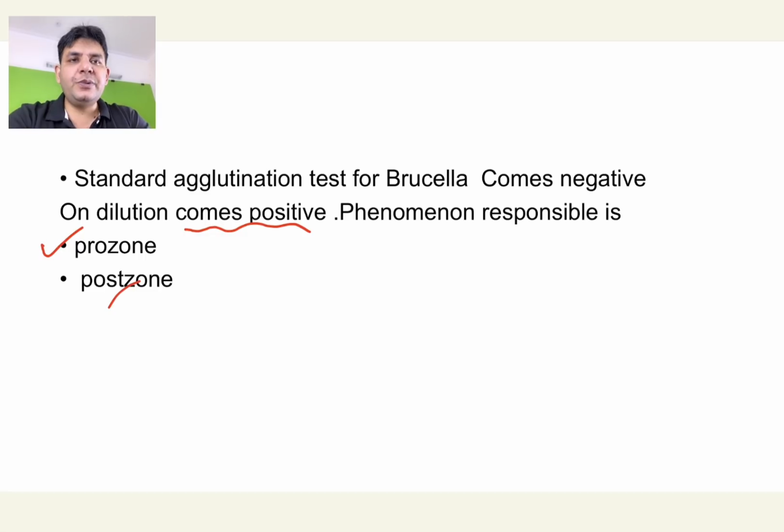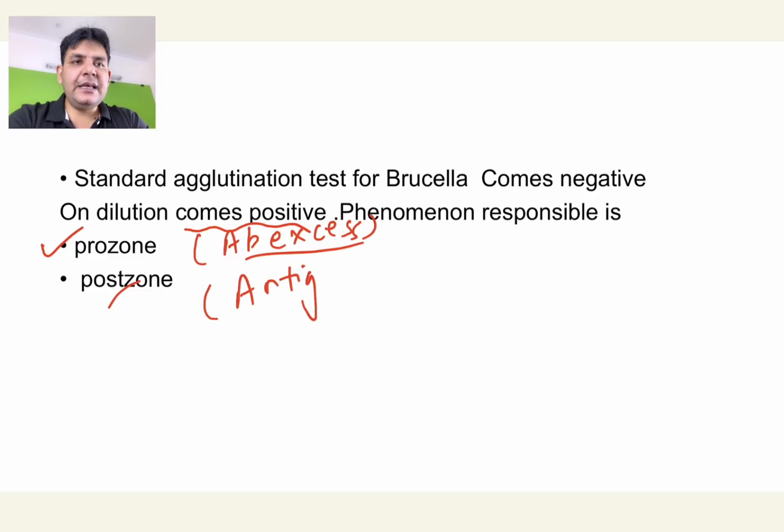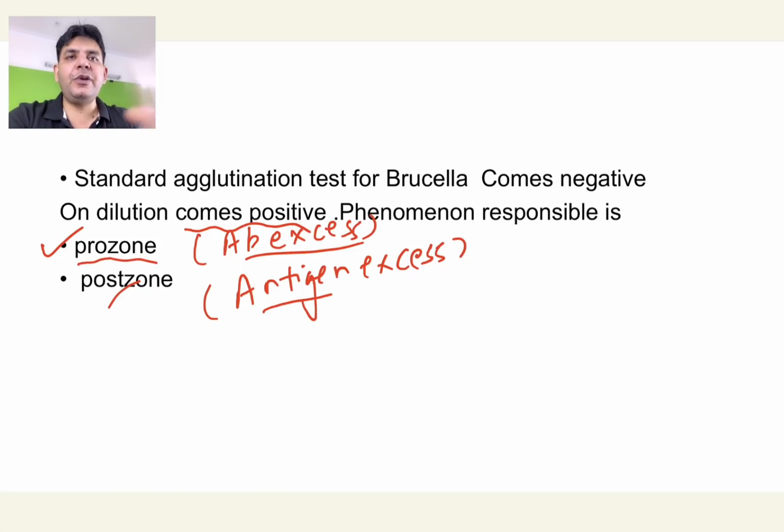And you know what is prozone? This is again there in my app. Postzone is the antibody axis, and prozone is the antigen axis. Okay, basically what happens is by dilution you can remove this phenomenon of prozone, and that's why it came positive after dilution. So this is what is there.